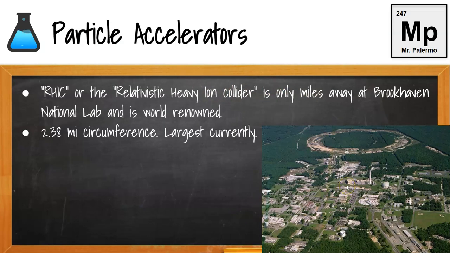So how do we speed up these particles? Well, we can use particle accelerators. And here's one, this circular structure back here in the picture. This happens to be the world's current largest particle accelerator, and it's actually located just down the road at Brookhaven National Lab. And it's the RHIC, which is the Relativistic Heavy Ion Collider.